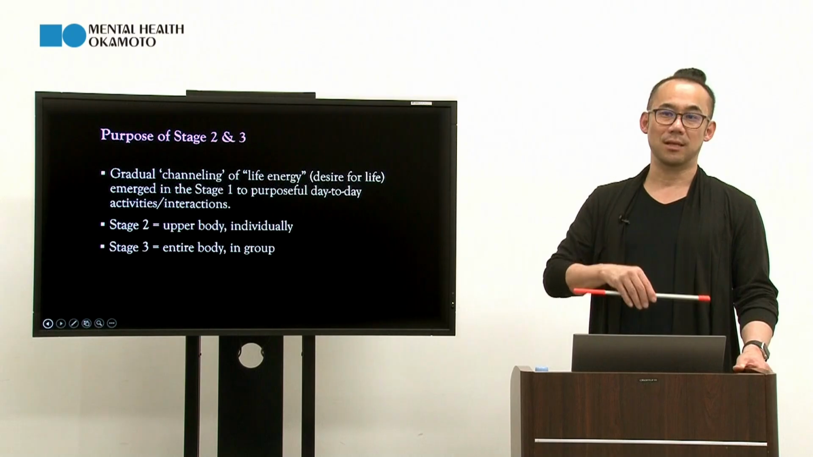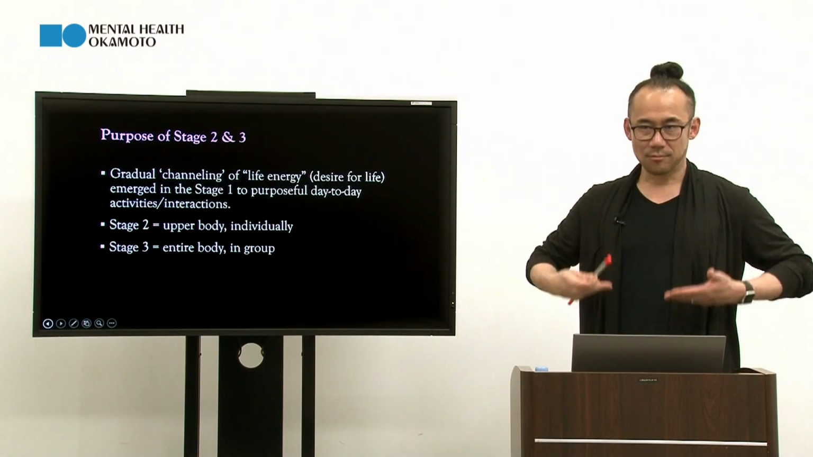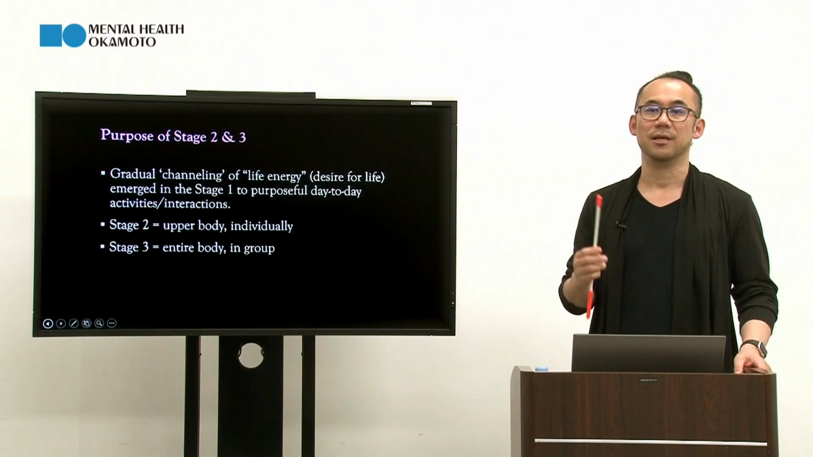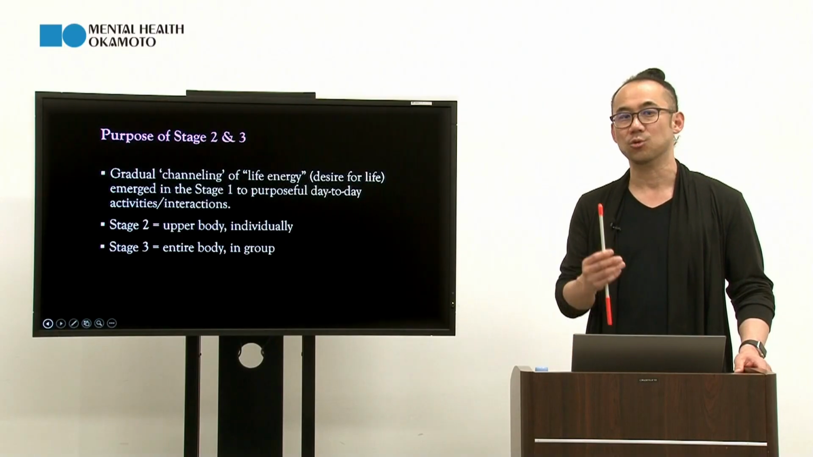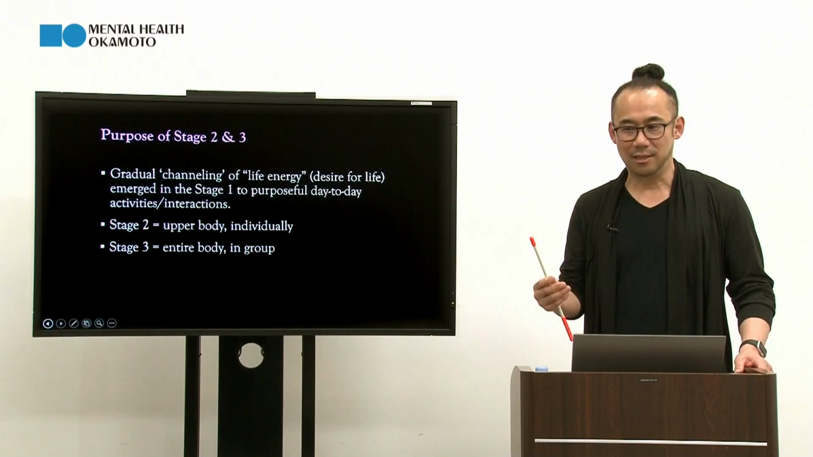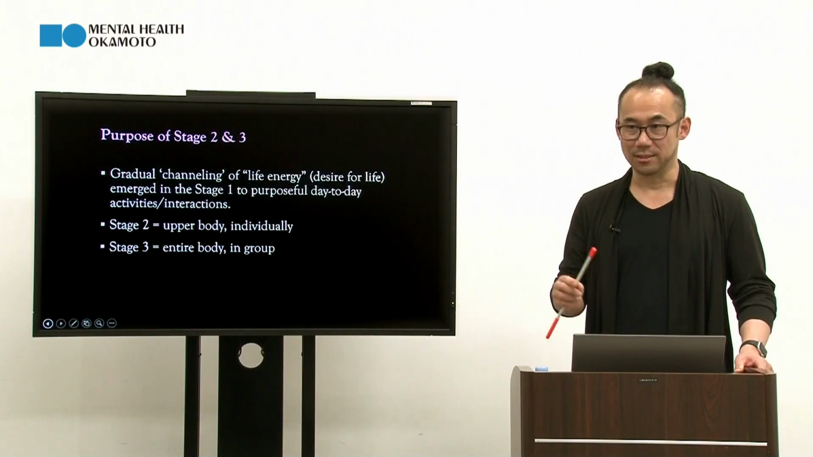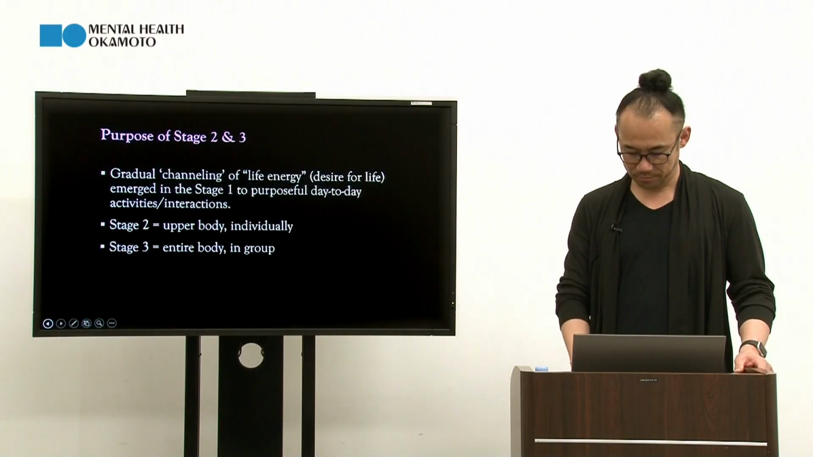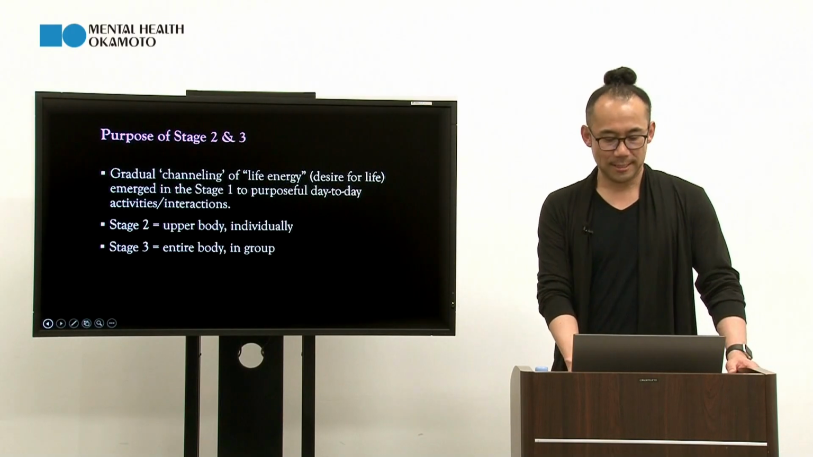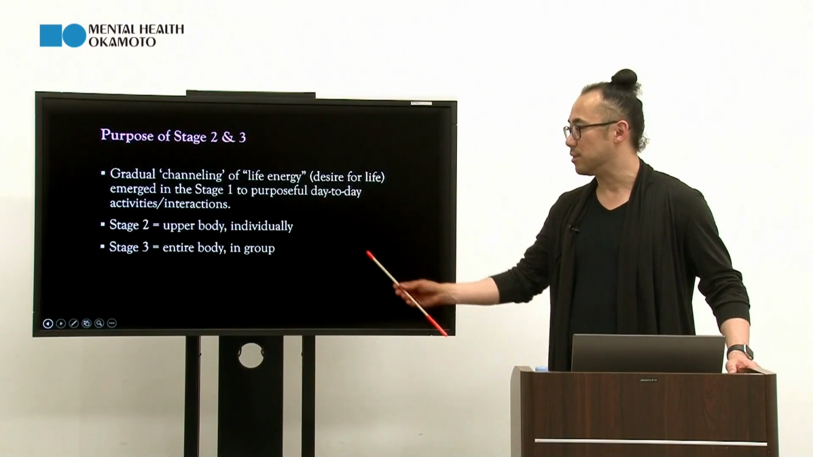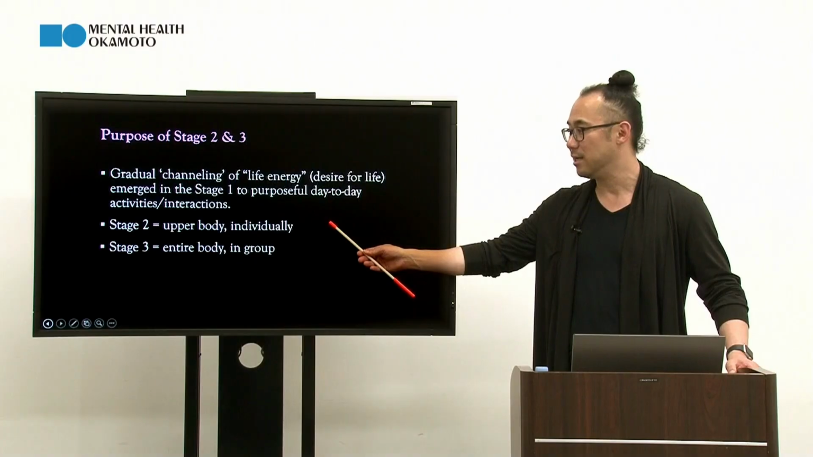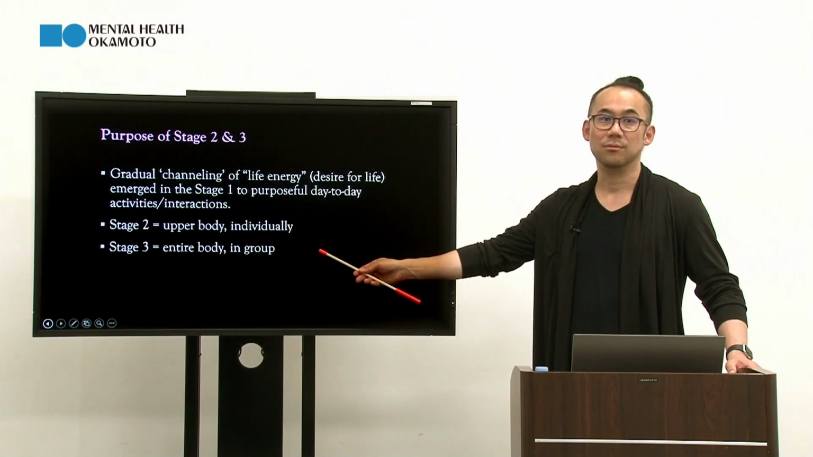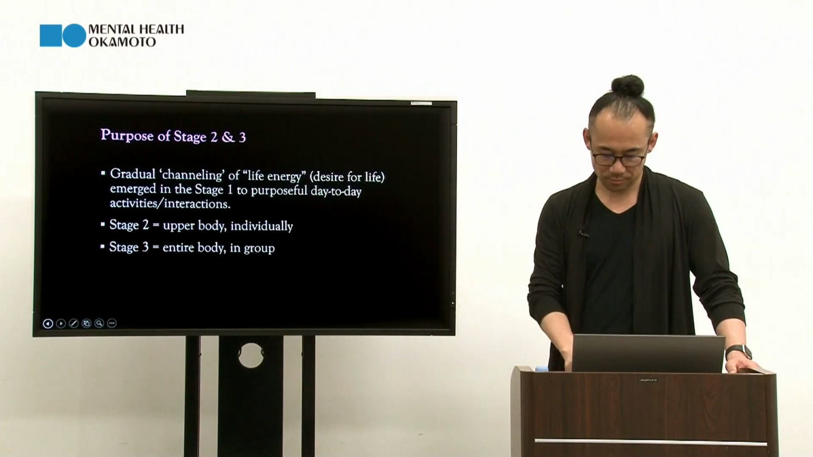Stage 2 focuses on the upper body, higher than your waist, and then stage 3 focuses on the entire body. As you can see, it's a gradual channeling of the desire for life to taking action. And another distinction between stage 2 and 3 is that stage 2 is done individually to help them pace themselves, and then in stage 3 they'll start to work in groups.